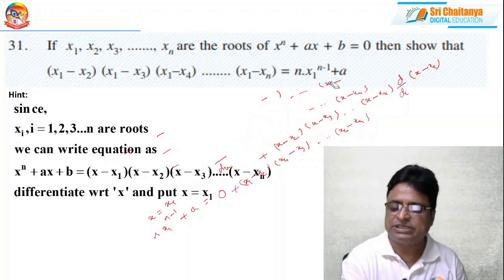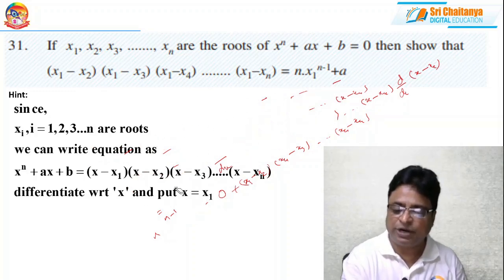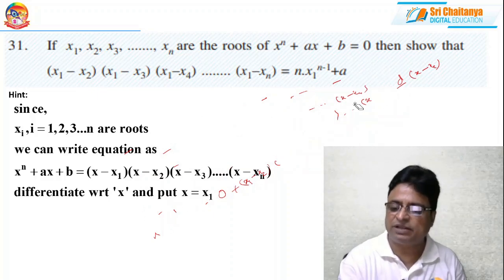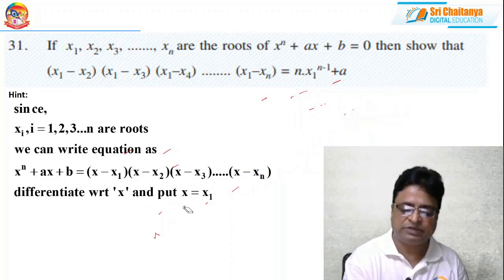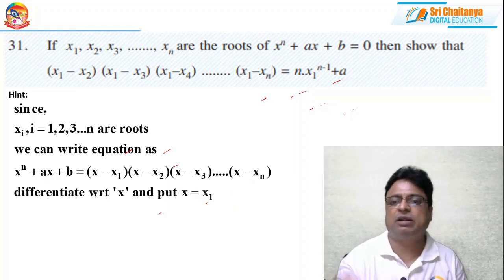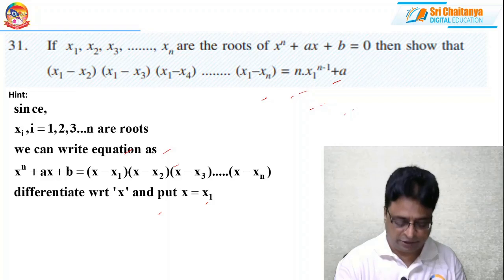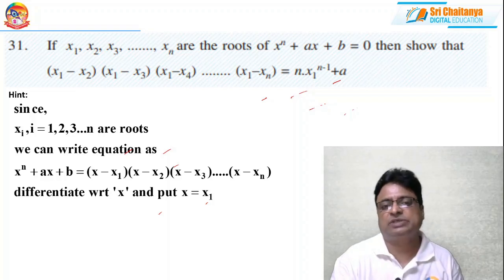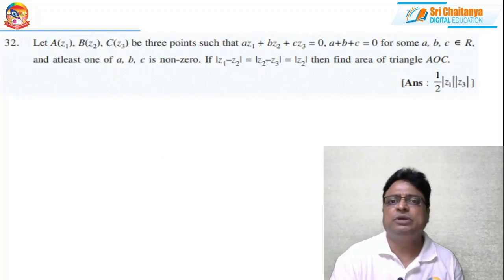The only thing is you have to differentiate. If you are good at differentiation, then the problem is nothing for you. Otherwise, you need to practice. If several terms are there, don't worry. Consider the first one as one term and all the remaining as the second term, apply the UV formula and substitute x equal to x1. Now coming to question number 32.